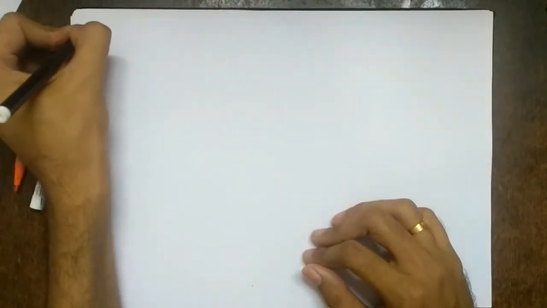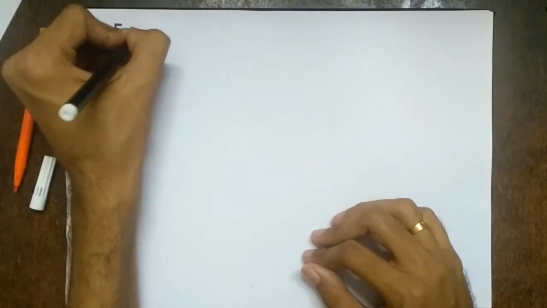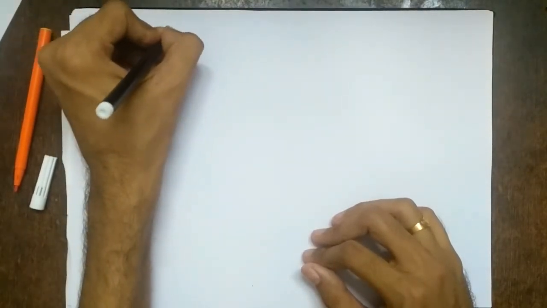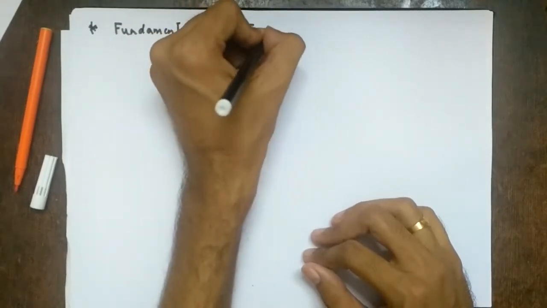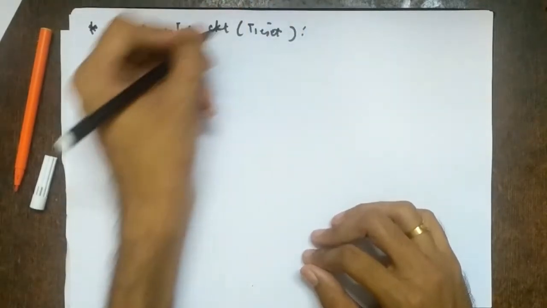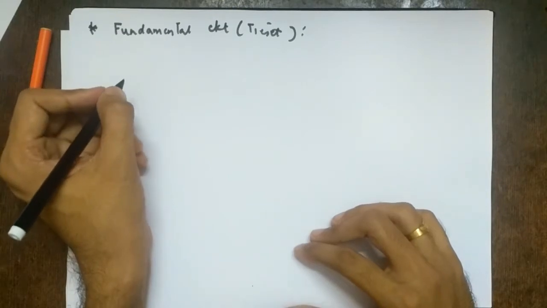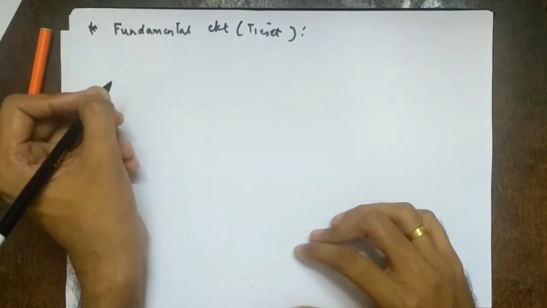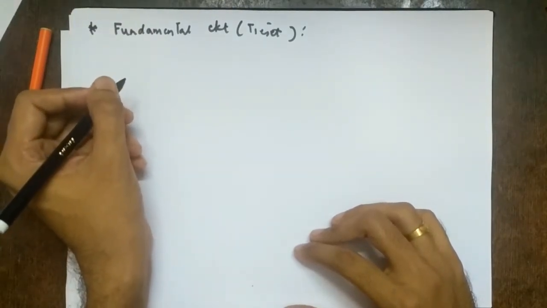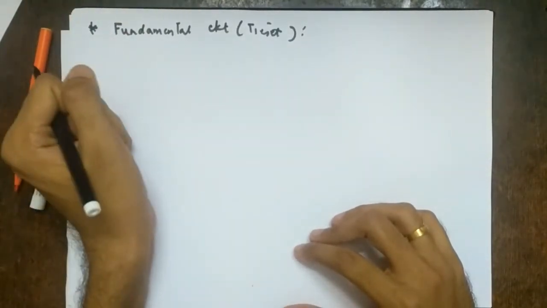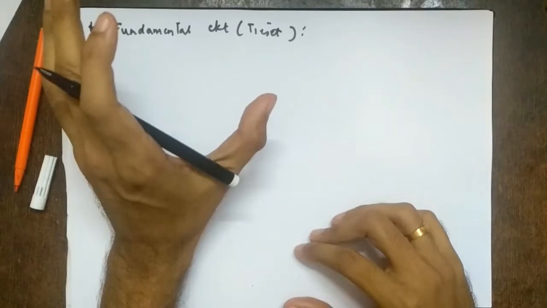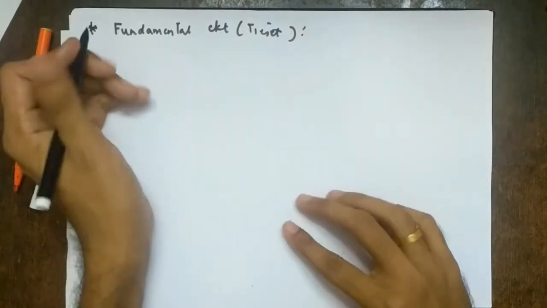So the next matrix is the fundamental circuit, which is called the tie set. For this we again require the links. So what are links? First let me tell you what a fundamental circuit tie set matrix is. Whenever a graph is given, let's say this is the graph again. I'll take the same graph.